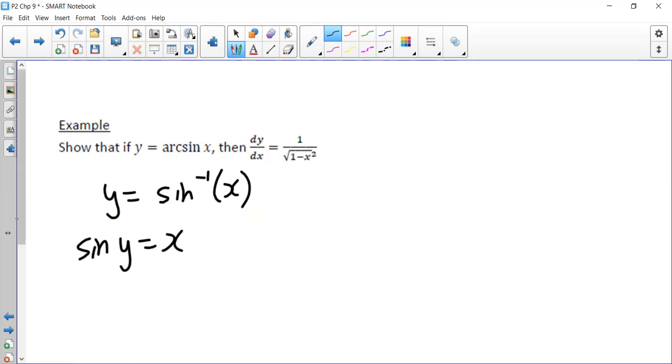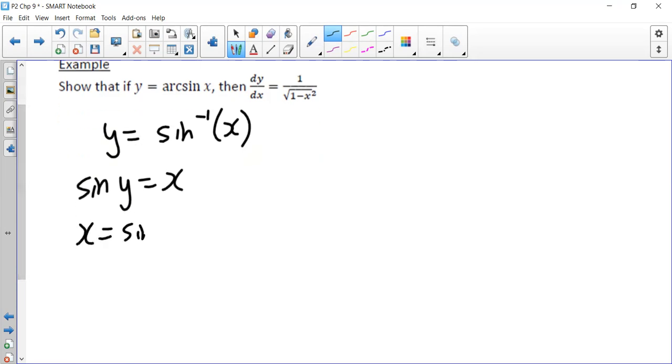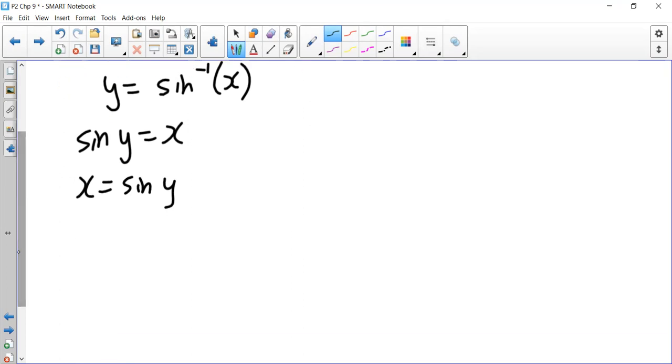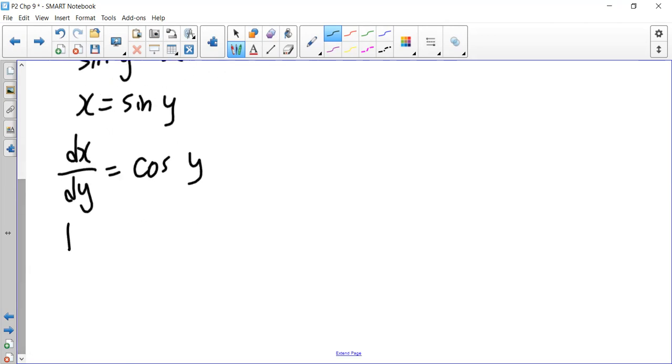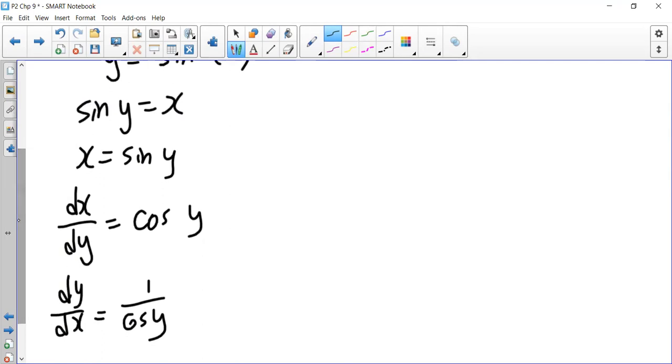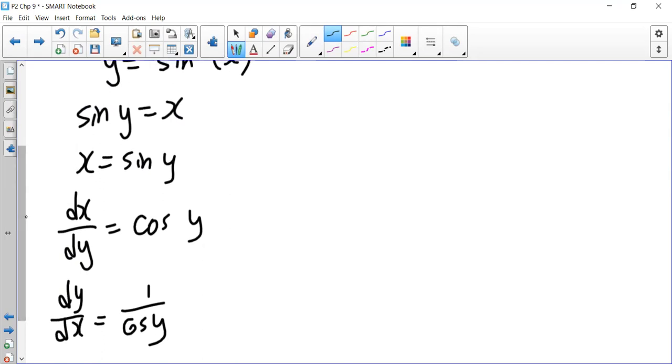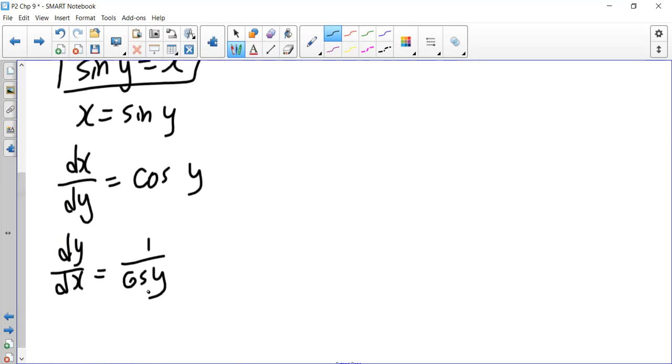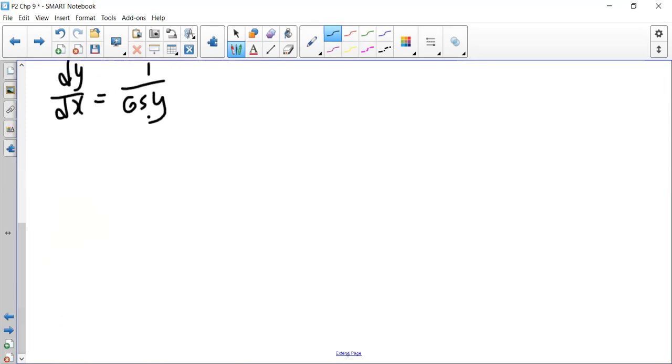Then, I make x the subject on the left hand side, like chips: you always have ketchup, subject on the left hand side. dx by dy equals the derivative of sine y, which is cos y. If I flip it on both sides, dy by dx equals 1 over cos y. I know sine y equals x, so I need to somehow turn cos y into sine y, and the way I can do it is to use an identity again.